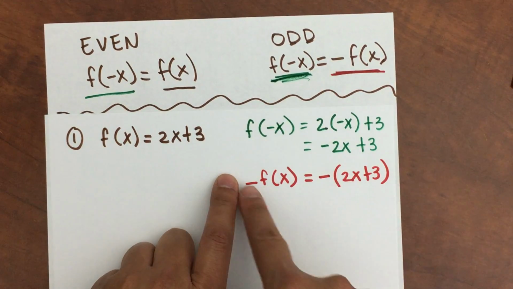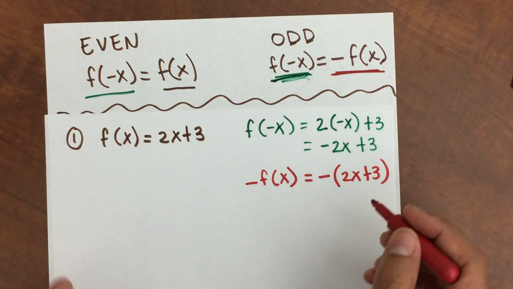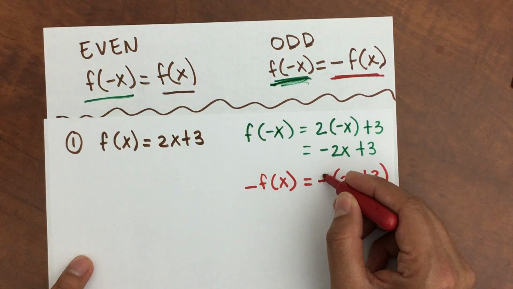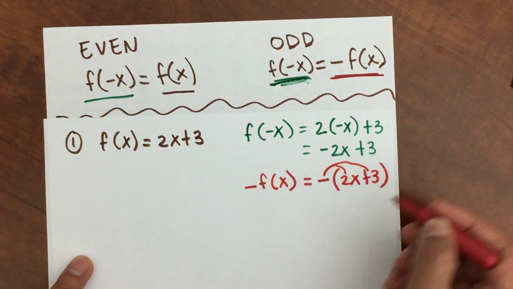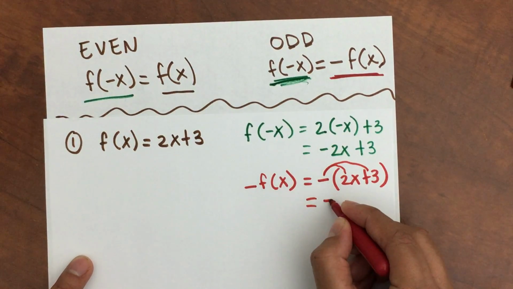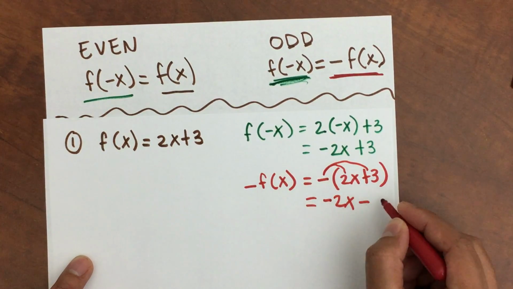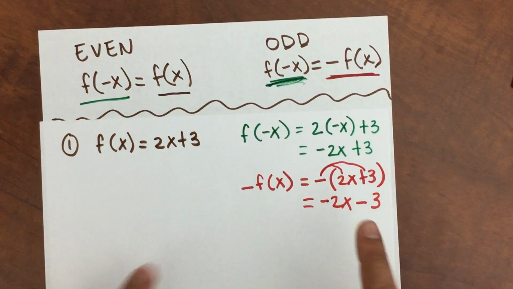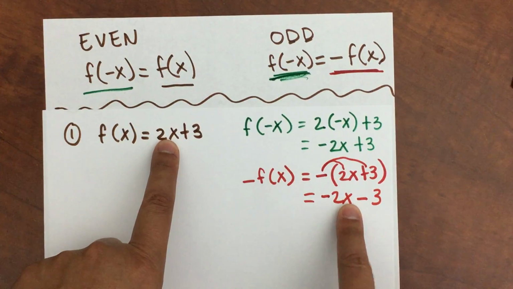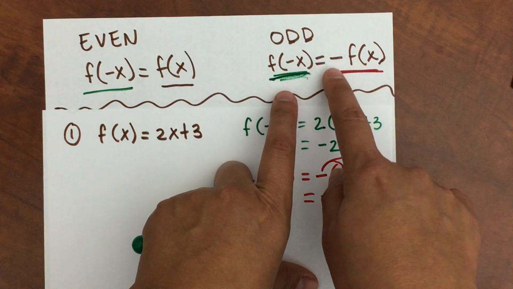Okay, I'm just rewriting that and getting along the negative in here. Now that I have this, I just go distributive property, and it's going to be negative times positive is negative 2x. Negative times positive is negative 3. And I'm not going to check this with this, because look at what I have. It says f of negative x has to be equal to negative f of x.